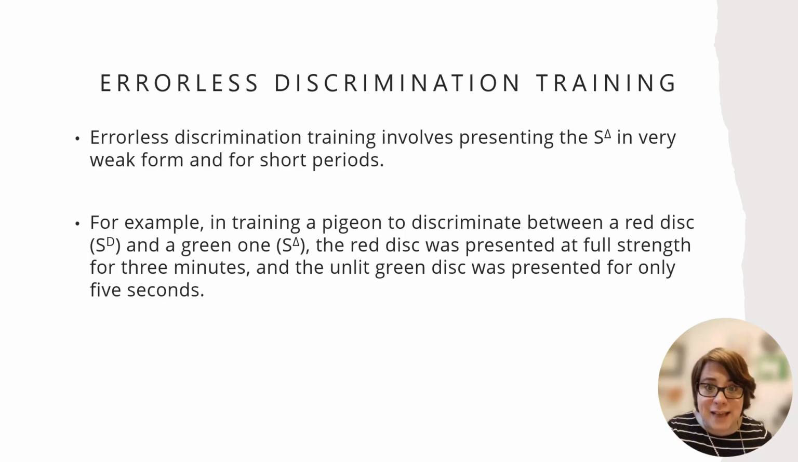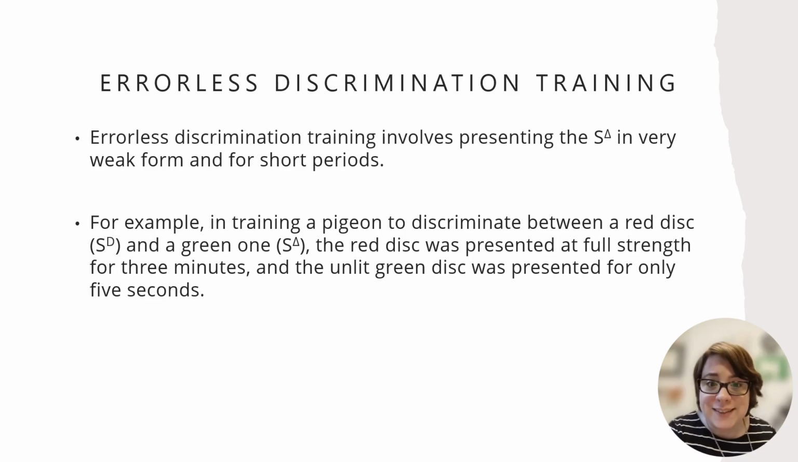The second element is gradually increasing the intensity of the incorrect stimulus, or the S delta, right? Over time, both the intensity of the green light in terms of how saturated and bright it is, as well as the duration, are increased from 5 seconds to 5 minutes, like the red light is.